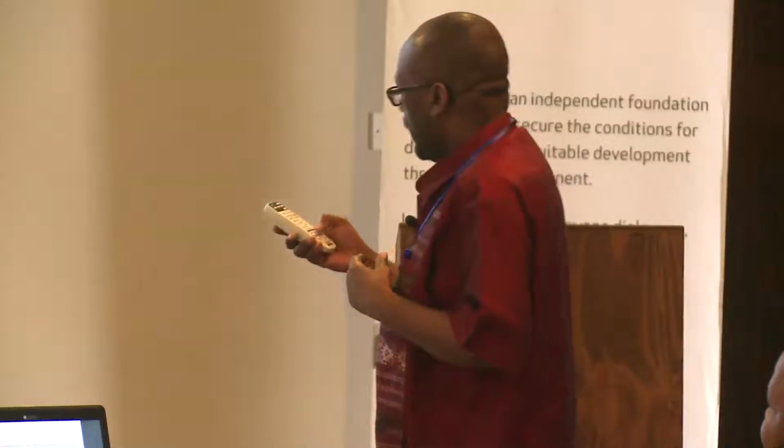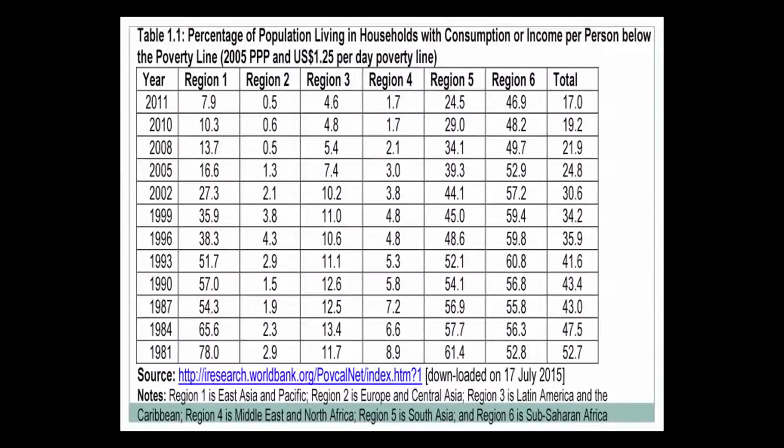Okay, that's fine. If you look at this, the first column, basically region 1 is Southeast Asia, and region 6 is Sub-Saharan Africa. Just look at the situation in 1981. Compare East Asia with Sub-Saharan Africa. You'll find that in 1981, 78% of the people in Asia were below the poverty line. In Africa, it was 52%. But look at what happened. Fairly quickly, rapidly, East Asia was able to push a lot of its people out of poverty.